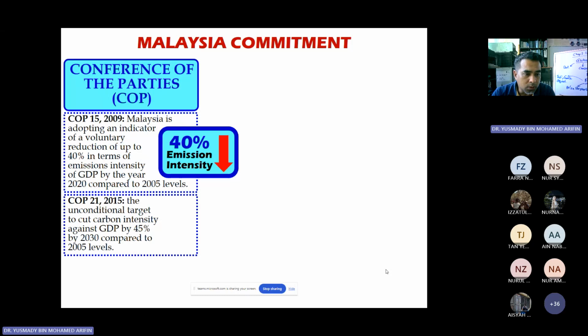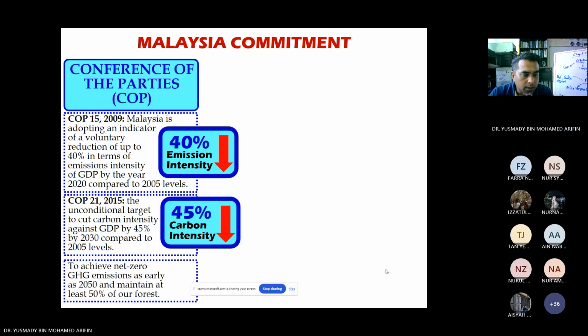For COP 21 in 2015, Malaysia agreed the unconditional target to cut carbon intensity, which means the emission of carbon dioxide against GDP, by 45% by 2030 compared to 2005 levels. So approaching 2030, our target is to reduce the amount of CO2 emission by around 45%.